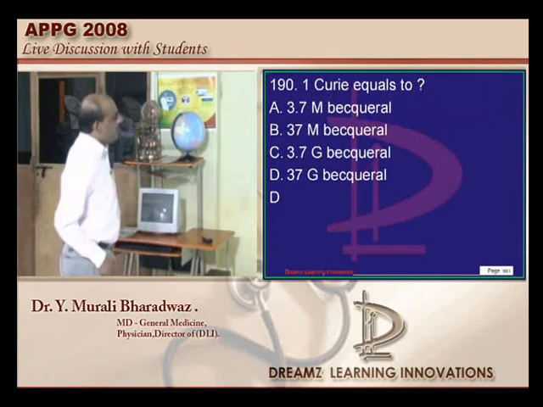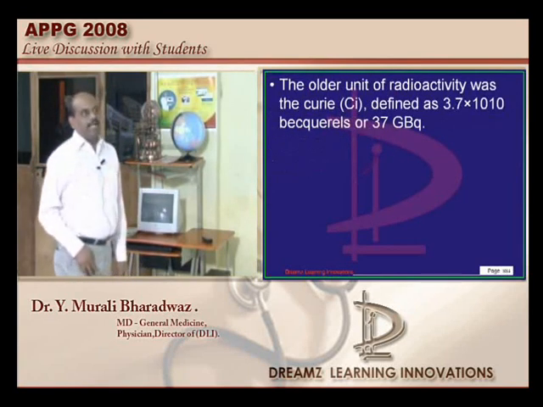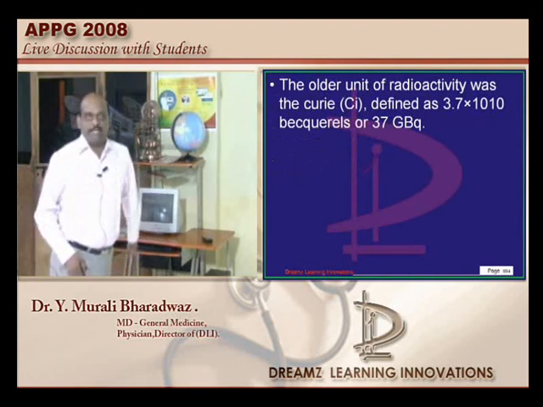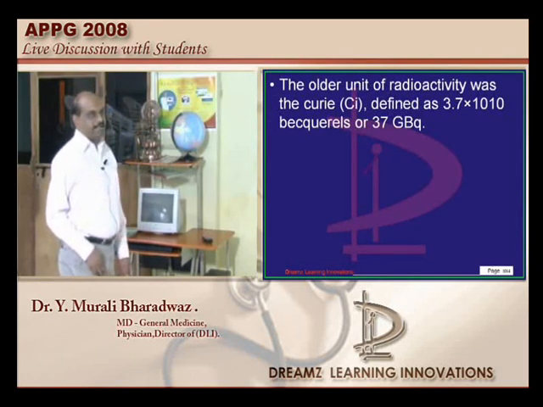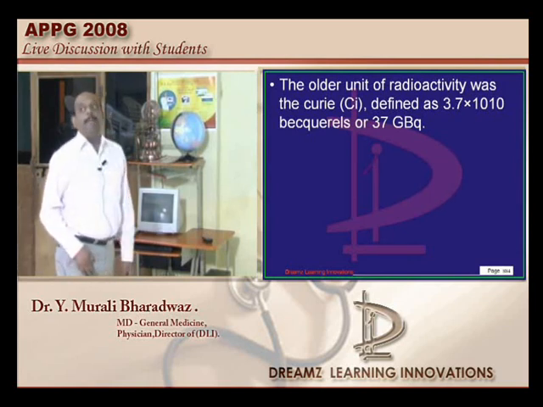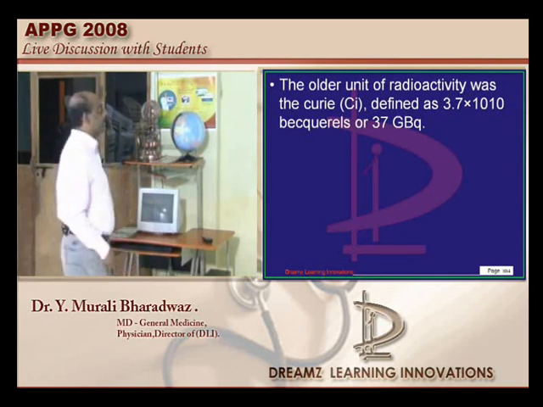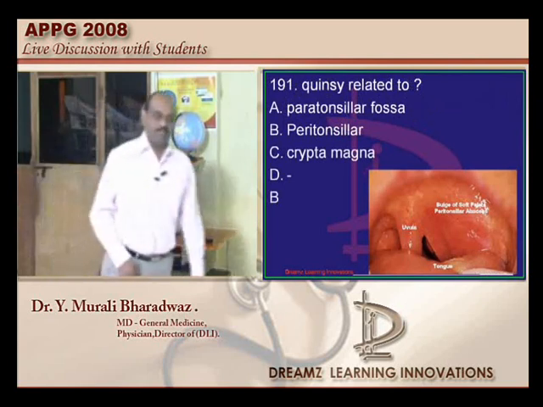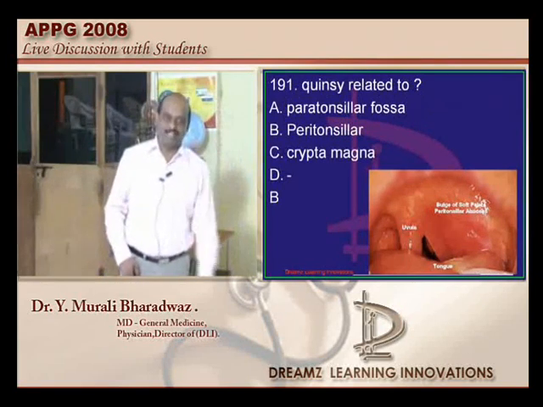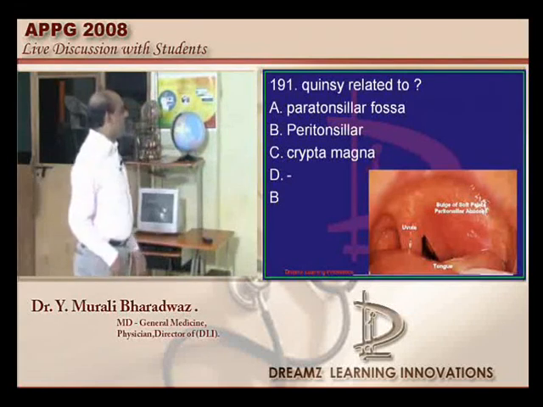Then what is 1 Curie? Fundamentally, the older unit of radioactivity is the Curie. It is 3.7 into 10 to the power of 10 becquerels, that is 37 gigabecquerels, which has to be remembered. Quinsy is the peritonsillar abscess. Why is this question asked? Because it is 2 marks. At least you should get that out of 200, right?